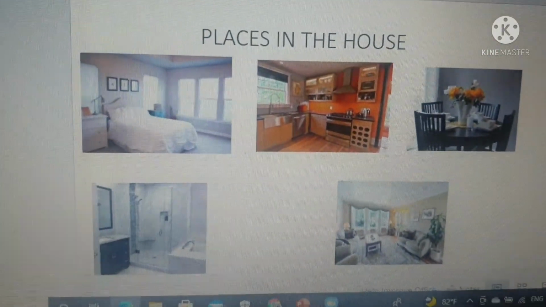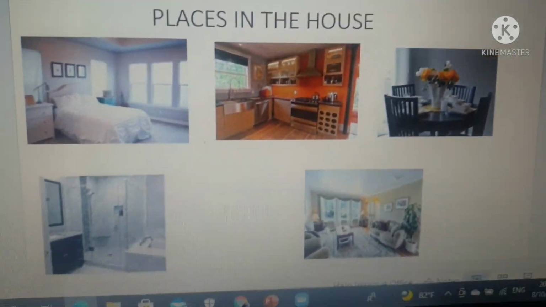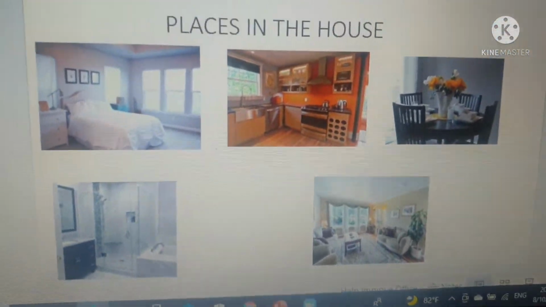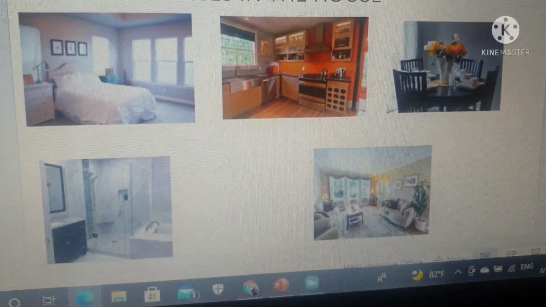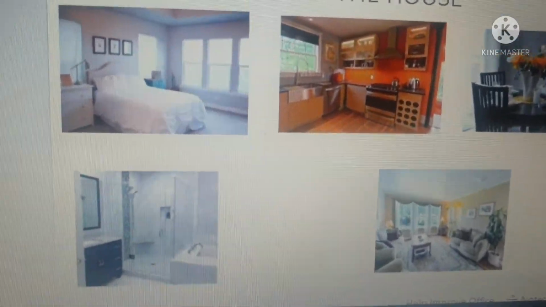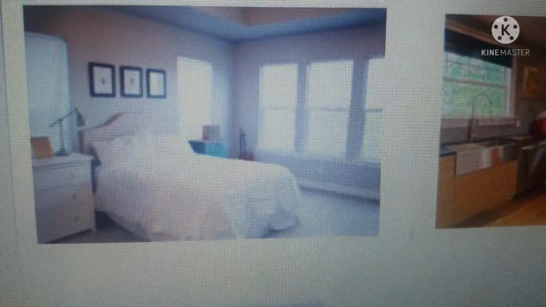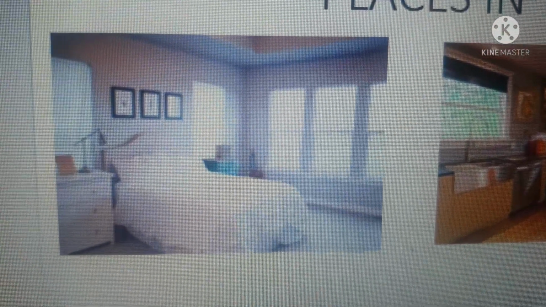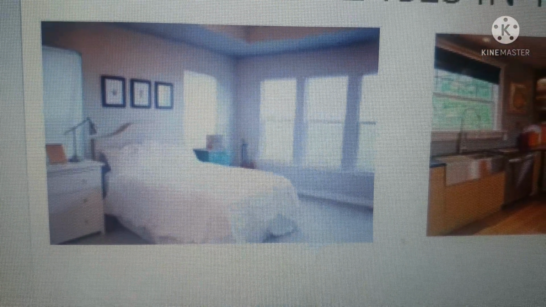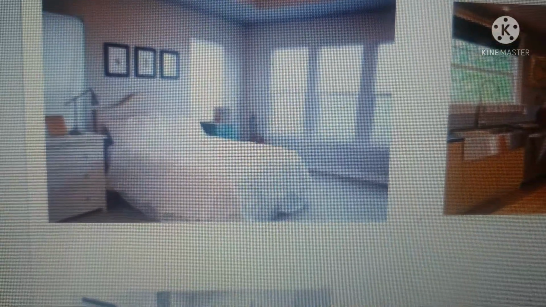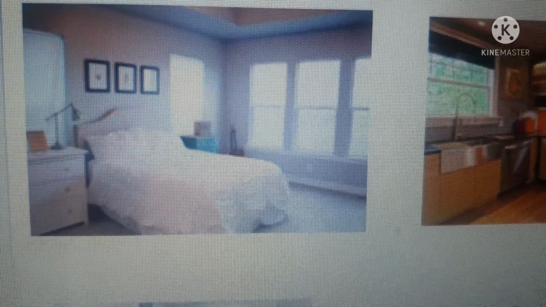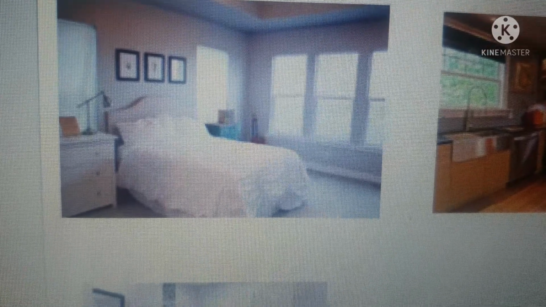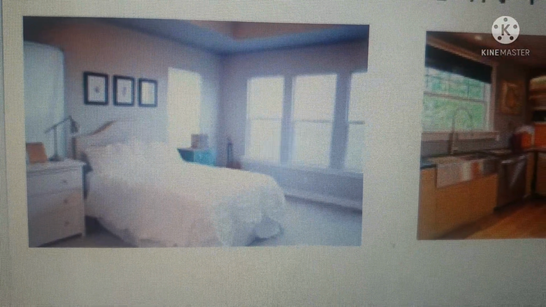Okay, so places in the house. This is very important so that kids at an early age, they know how to identify the places at home. Okay, the first picture is a bedroom. You can also ask, what do you do in the bedroom? I sleep. I relax. Right? Okay, so what's the color of your bed? Of course, the kid will say pink, blue, white, or whatever. You can talk a lot of things about the bedroom, okay?